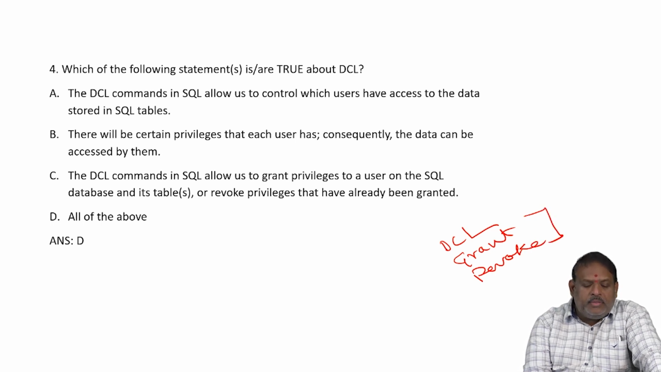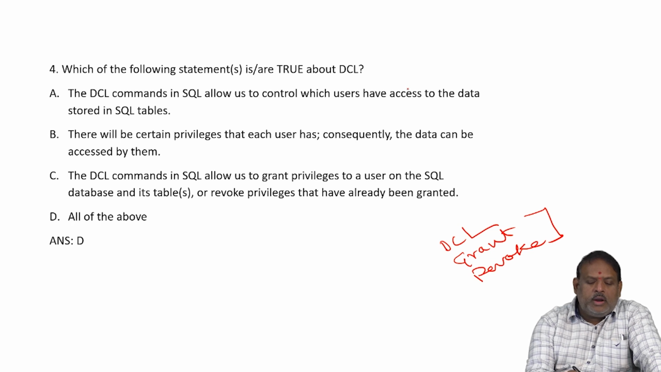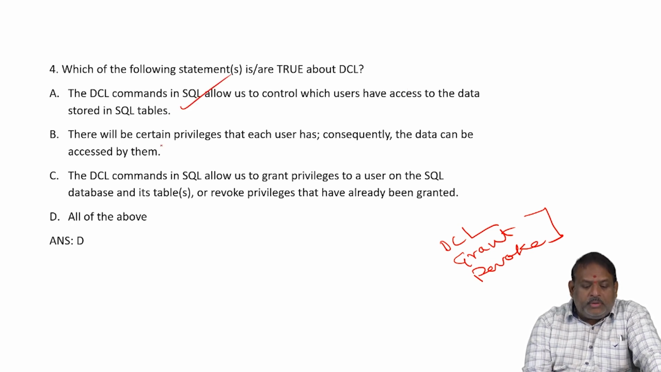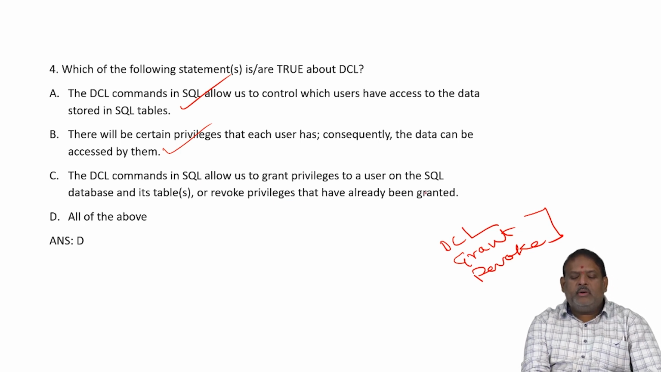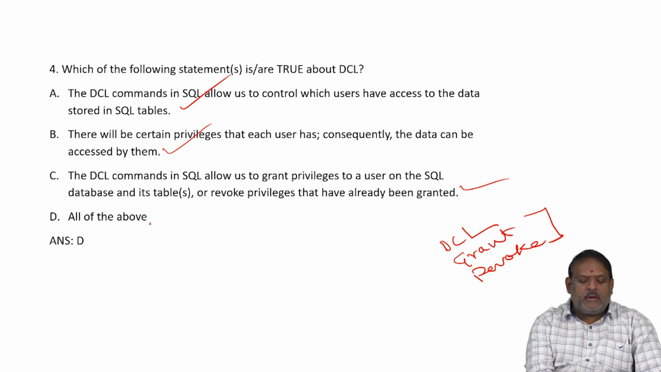Grant and revoke are the two commands available in the DCL. The DCL command in SQL allows you to control which users have access to data stored in the database. This is correct. There will be certain privileges that the user has. Consequently, the data can be accessed by them. This is also correct. The DCL command in SQL allows you to grant privileges to a user on the SQL database and tables and revoke privileges that are already assigned to it. So all these three are correct. So the answer is option D.